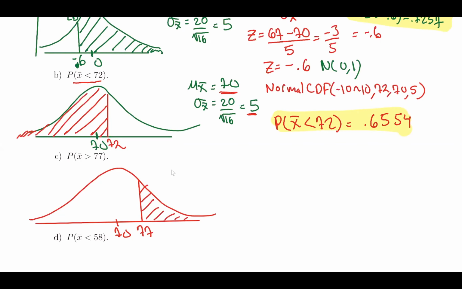All right. So for this one, we're going to jump right into it. So we'll say normal CDF. For this one, what's my lower bound? 77. What's my upper bound? Cool. Infinity. Cool. What's my mean? 70. What's my standard deviation?